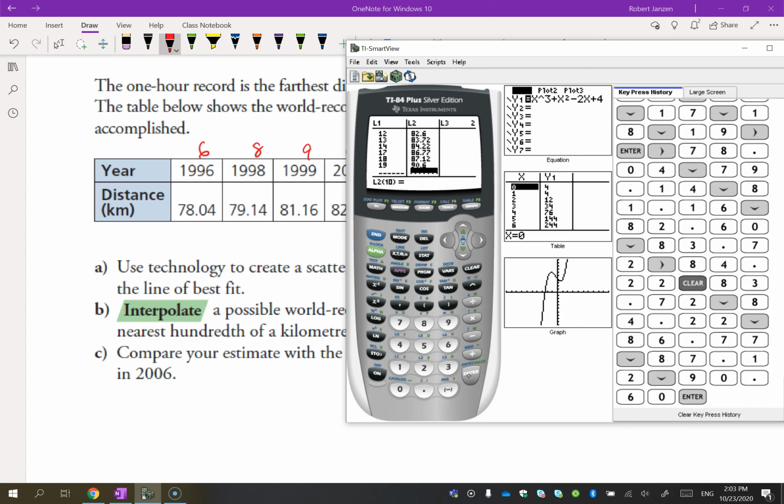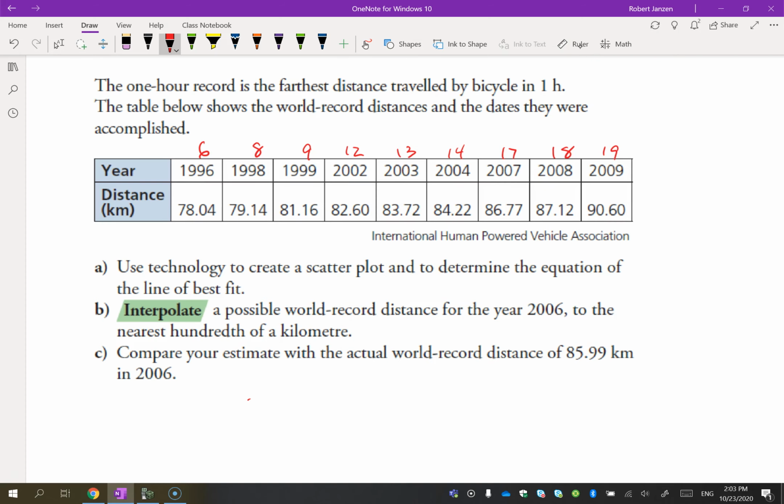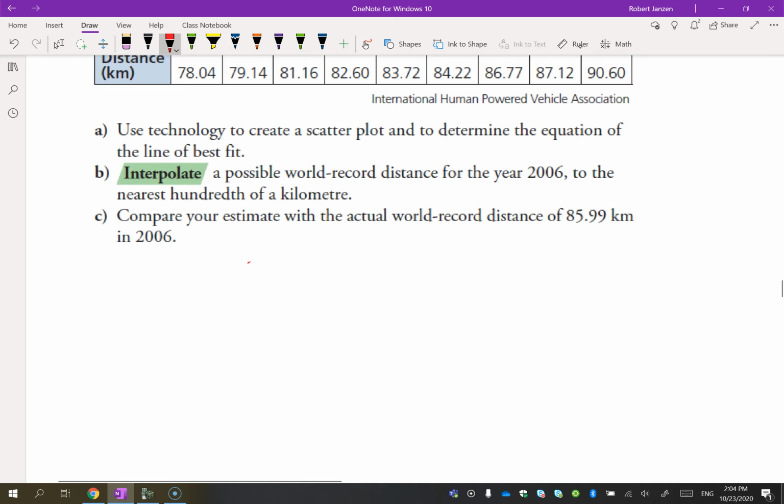Okay, so it's entered into our scatter plot. Let's make sure that it's turned on. Everything is still the way it should be, so we should be able to go to zoom 9, and there's our scatter plot. Okay, does it ask us to draw this? Use technology to create a scatter plot. Yeah, it says to draw it, so let's just do a quick sketch here.